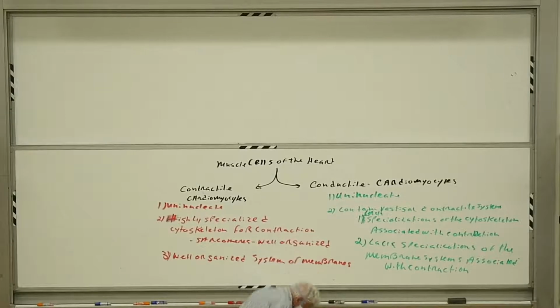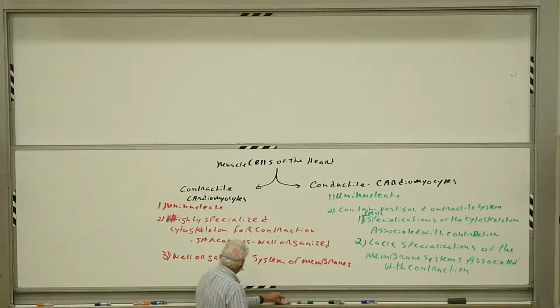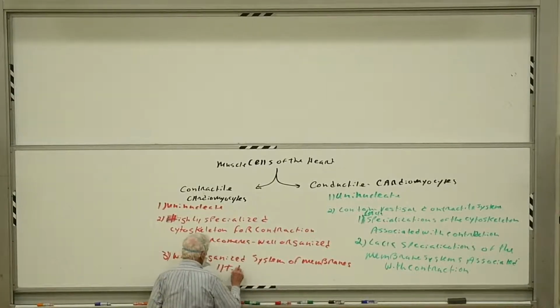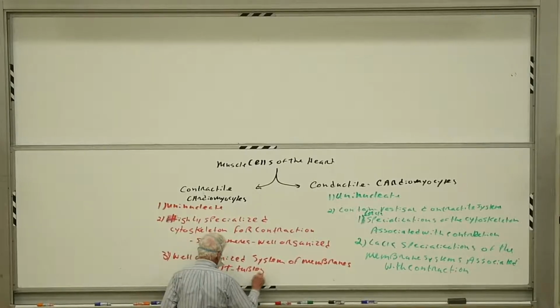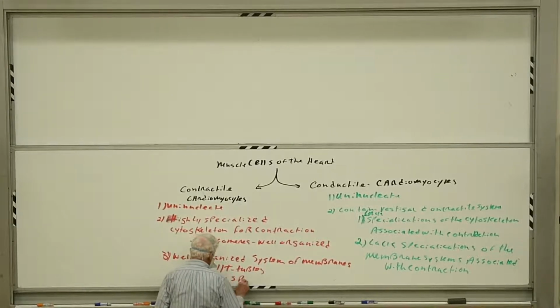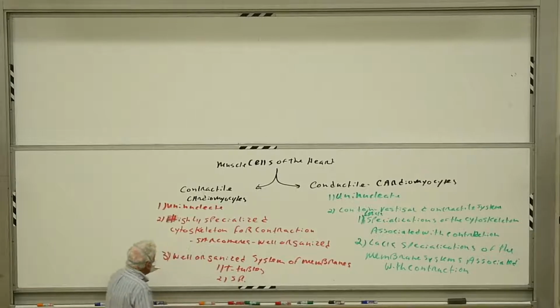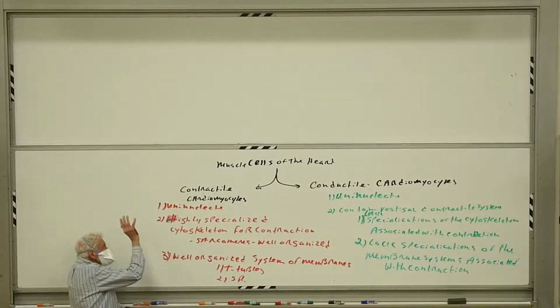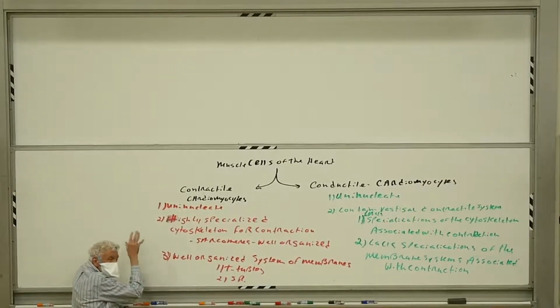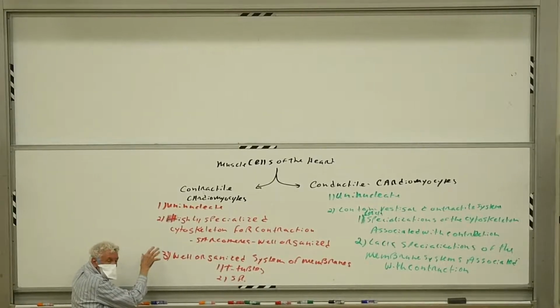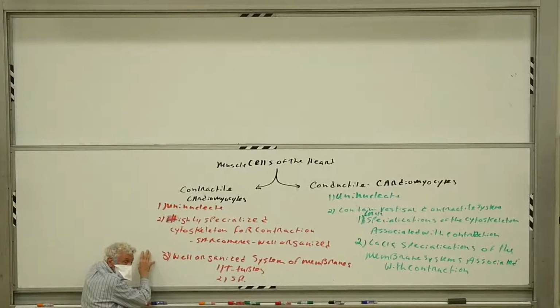Specifically, we'll see that they have T-tubules and SR. All of this is to point out that these cells are organized to generate force. Just as our skeletal muscle cells are organized to generate force, so are these cells.